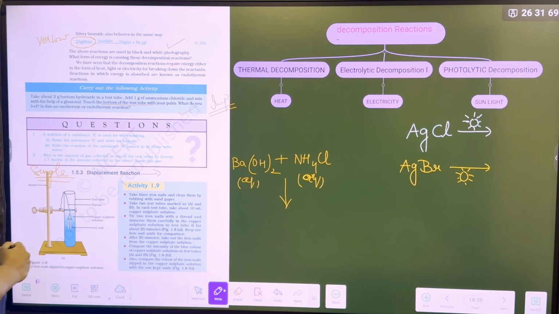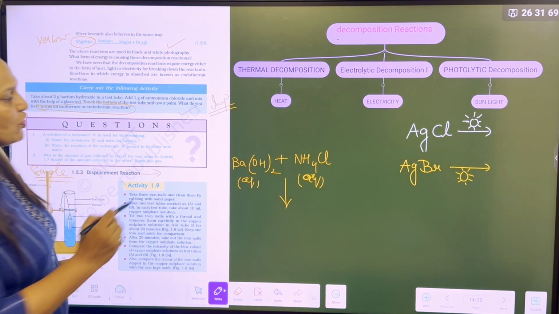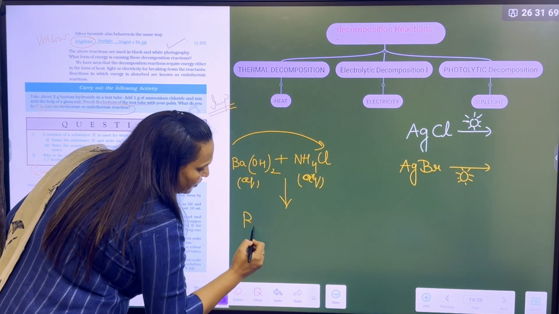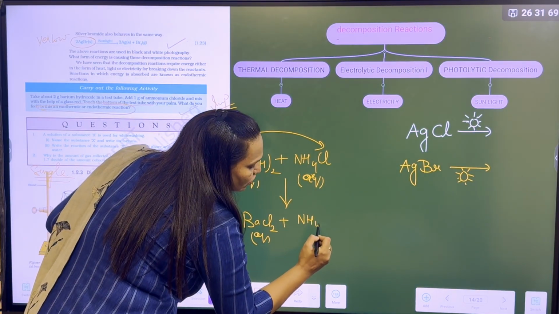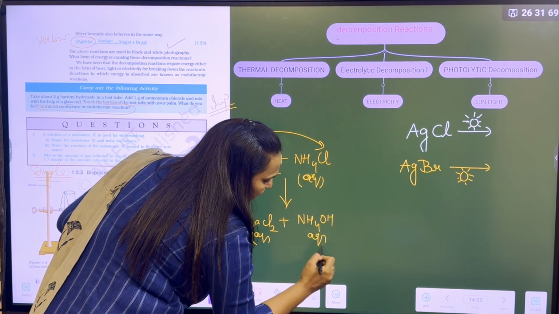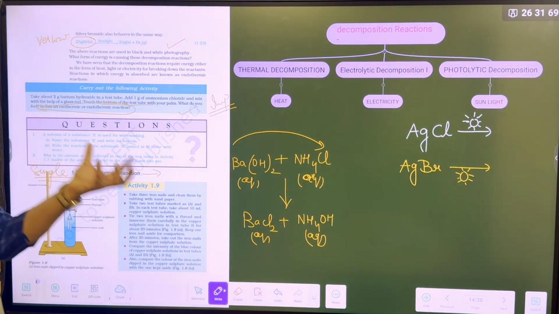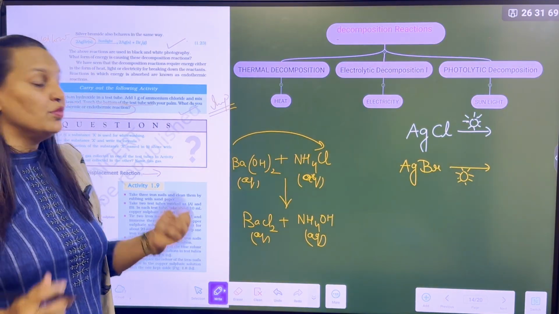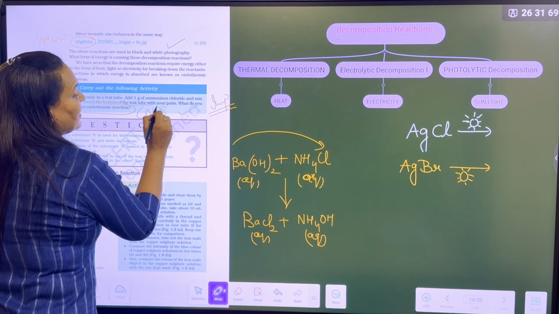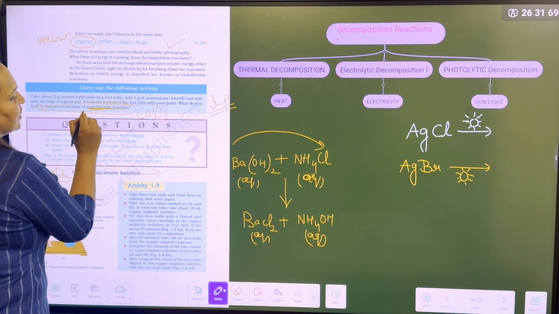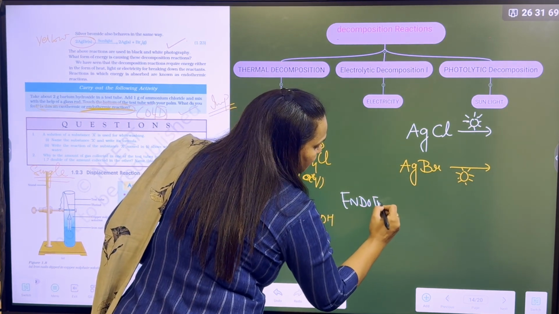Touch the bottom of the test tube with your palm, what do you feel? It is barium hydroxide, an aqueous solution, and ammonium chloride is also an aqueous solution. There is no precipitate reaction, no precipitate forms. But what is the speciality? When you touch the bottom of the test tube, do you feel hot or cold? We feel cold. So cold means endothermic reaction. Endothermic. This is the speciality of this reaction, guys.